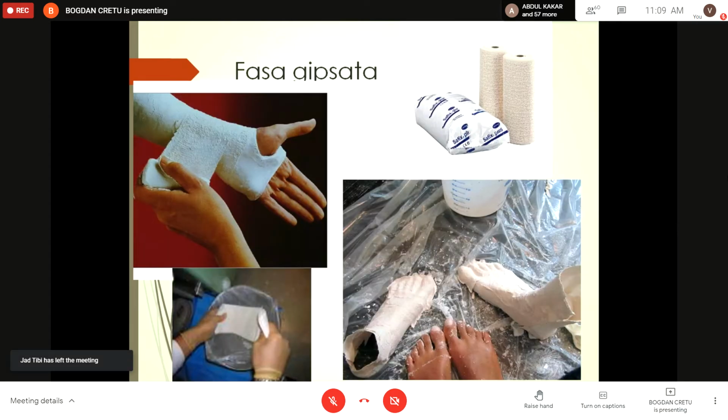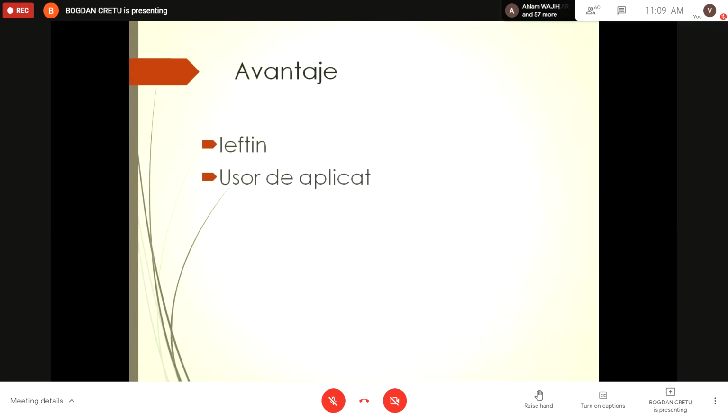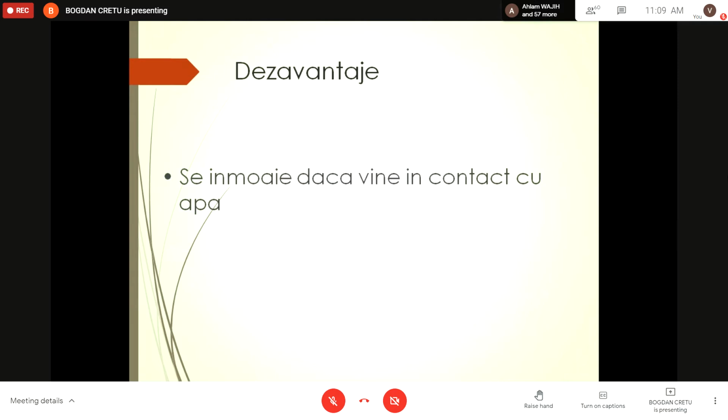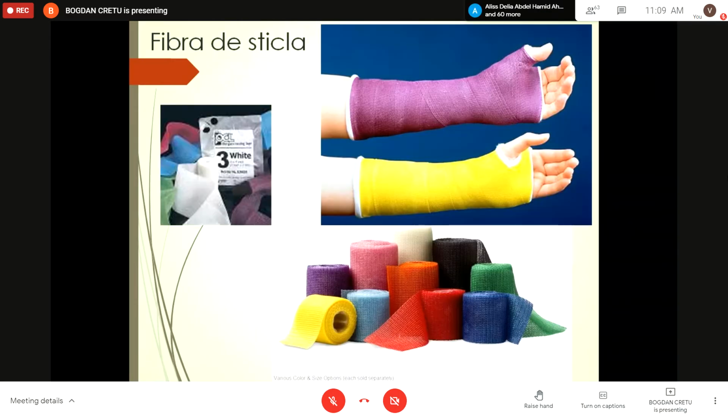Here we have the Gibson bandage. Of course, we do not apply it directly on the skin, but here are some examples just for you to see how it works. Advantages: it's cheap, it's easier to apply. Another disadvantage is that when it comes in contact with water, it could break, or it could modify its initial form. So we lose reduction or the position that we wanted for immobilization.